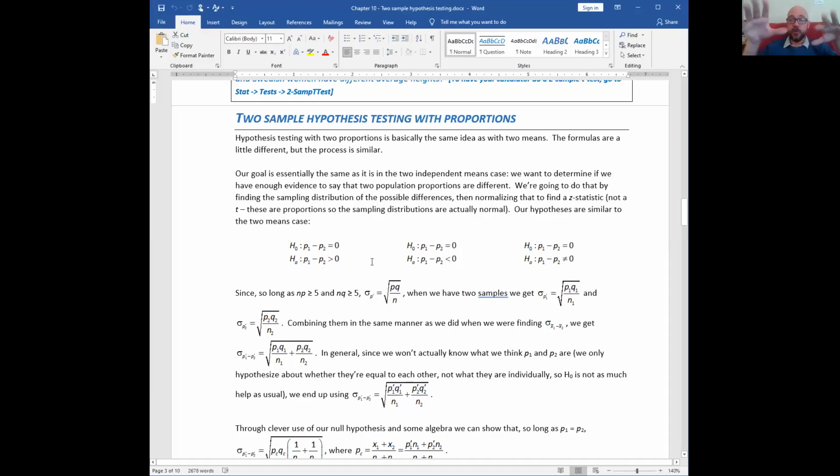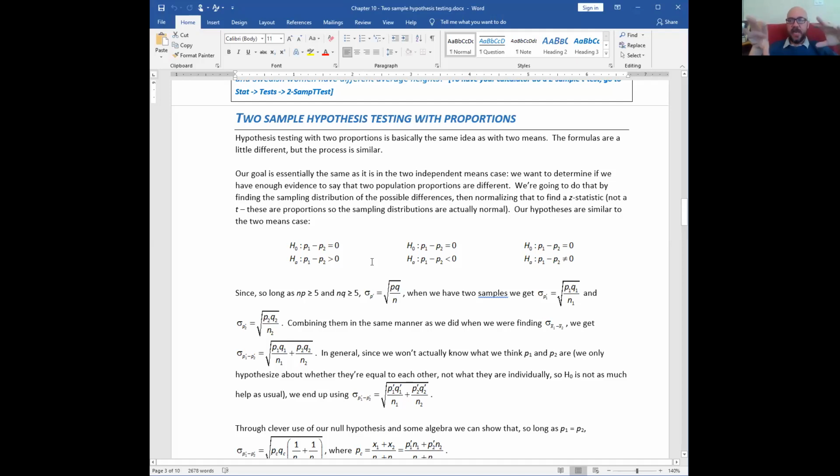Everybody. I want to use this video to talk about how to do two-sample hypothesis testing with proportions, which is a thing we haven't talked about yet. So let me go to the notes. All right, so two-sample hypothesis testing with proportions. So here's what we're going to do.